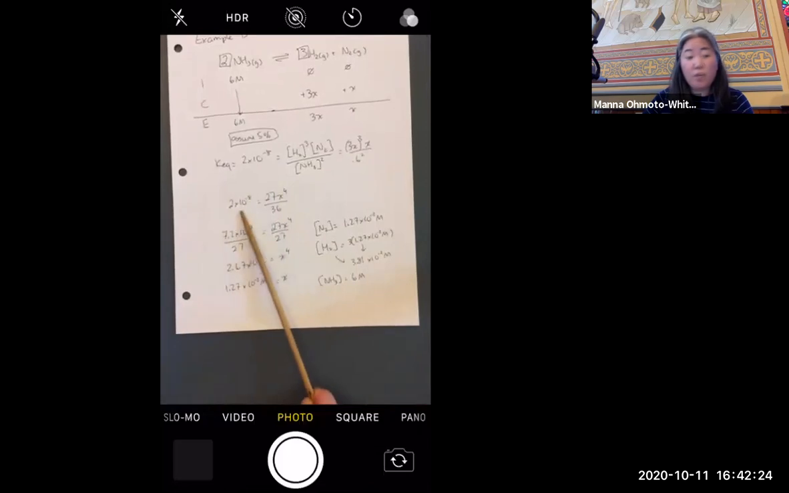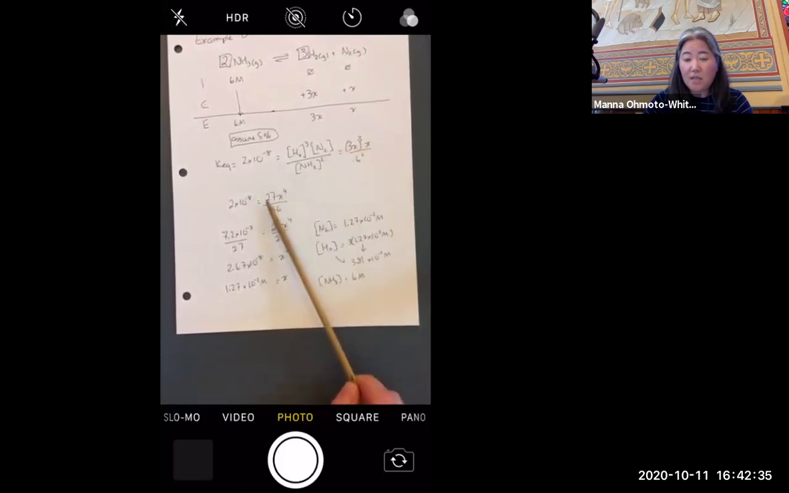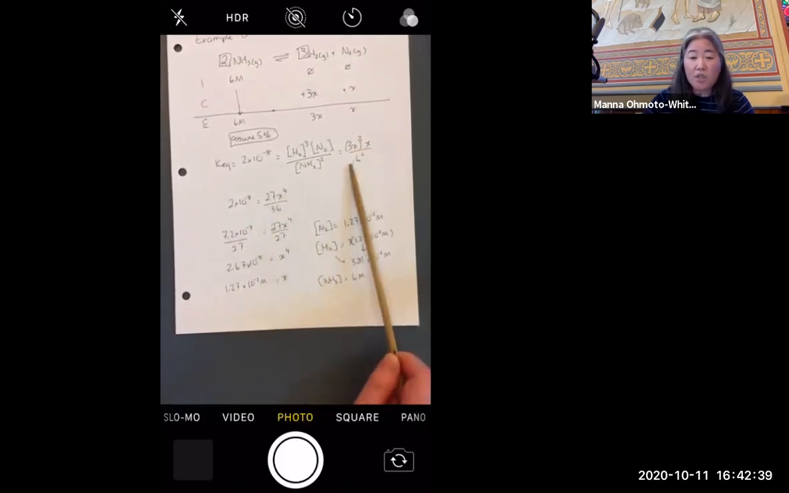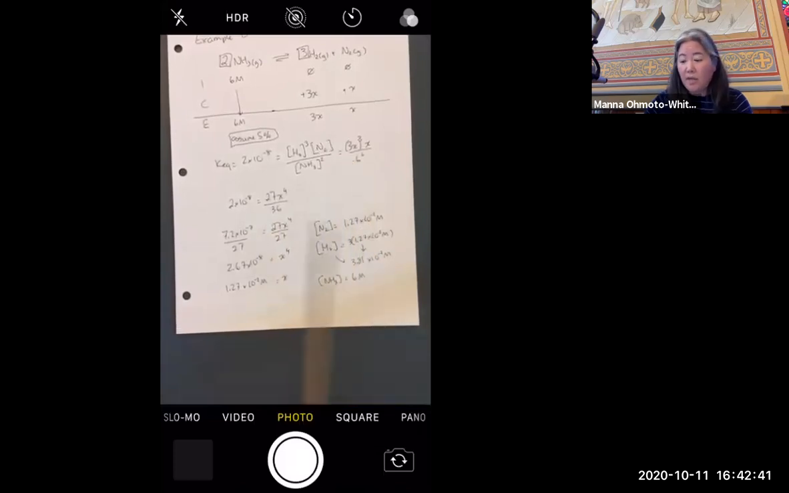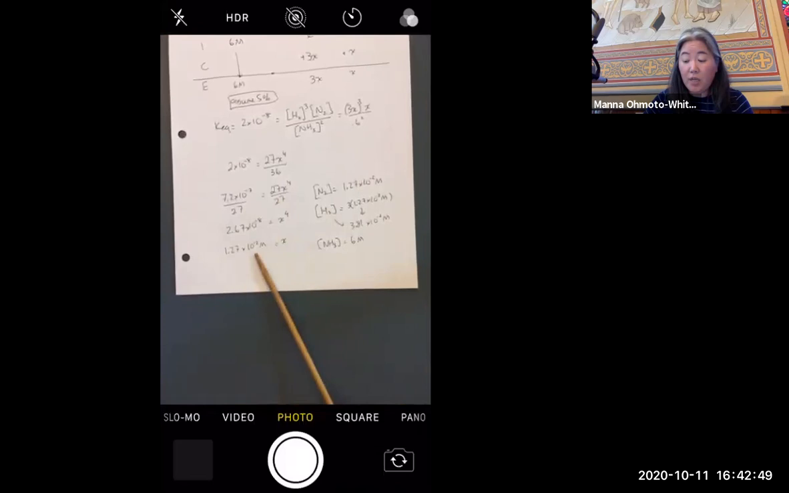So 2 times 10 to the negative 8th is equal to 27x to the 4th. So remember that this cubed applies to both the coefficient and the x. That becomes 27x cubed times x. That's 27 times x to the 4th over 36, which is 6 squared. So I then multiply both sides by 36, and then divide both sides by 27, and then I take the 4th root, and x ends up being 1.27 times 10 to the negative 2nd molar.